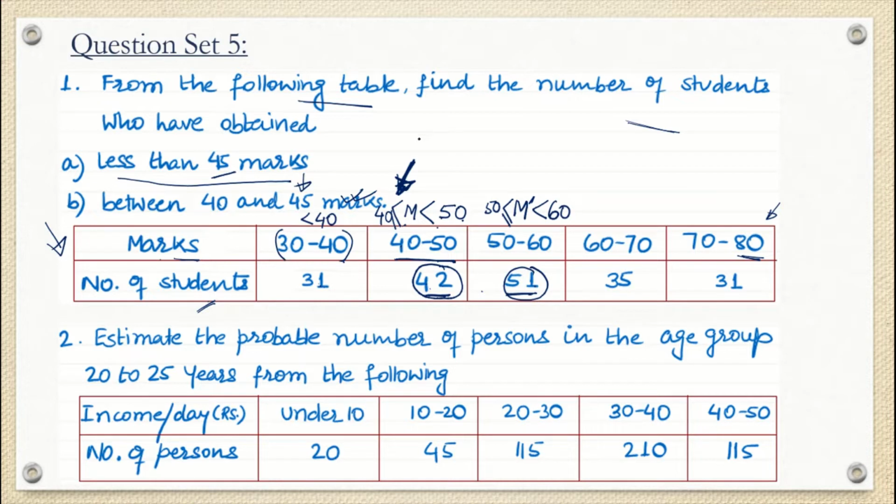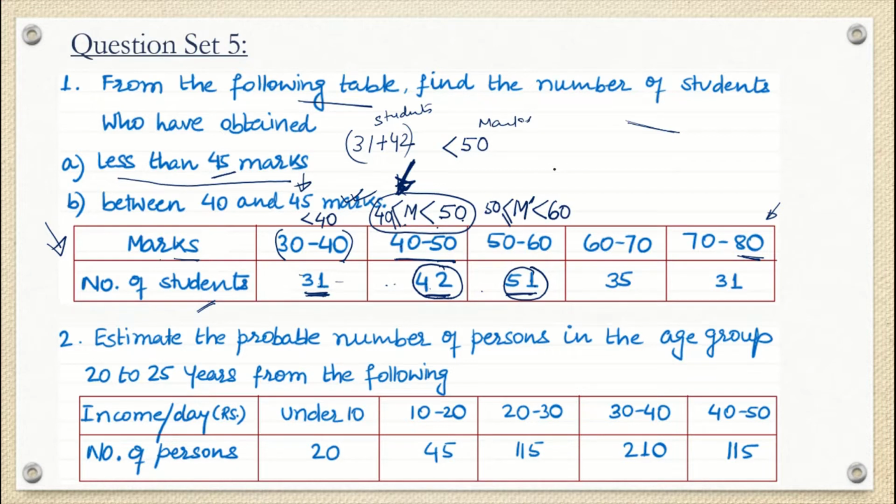Now, can I know how many students have scored marks less than 50? To get less than 50 marks, I need to add these students also, because this range is from 40 to 50. But I'm interested in knowing how many students have scored less than 50. That means we have to include this 31 also: number of students 31 plus 42. So these many students have scored marks less than 50. These are the number of students, and this is the marks.